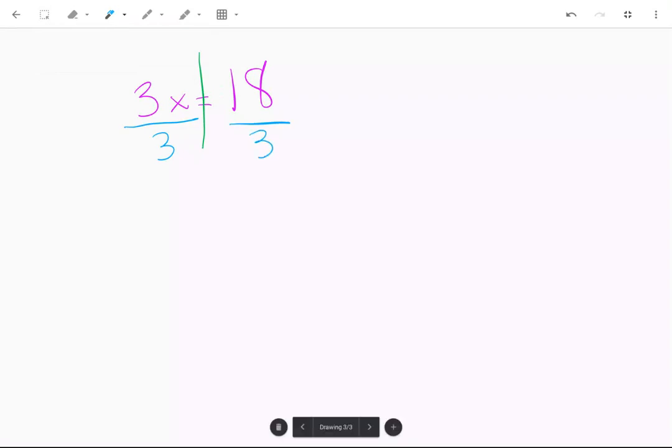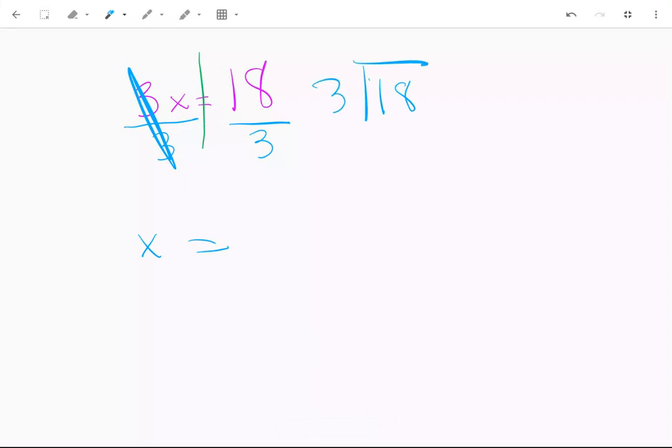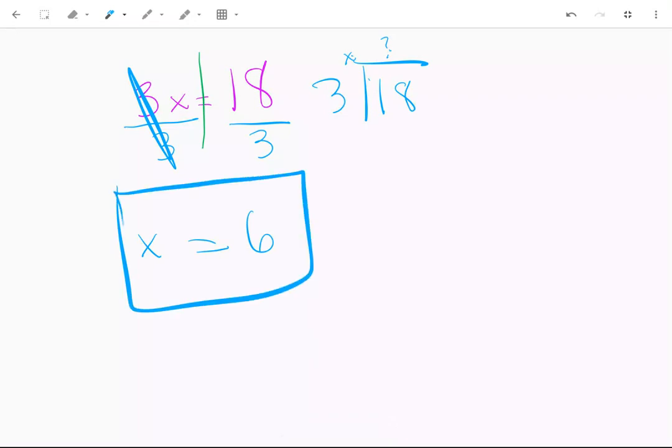We need to start remembering that fraction bar means to divide. So if I'm going to divide by 3, these cancel out. This gives us a 1 coefficient. So I'm left with x is equal to, and now we have to deal with 18 divided by 3. How many times does 3 go into 18? Or 3 times something gives you 18. Well, 3 times 6 gives you 18. So 18 divided by 3 would be 6. We have x is equal to 6.